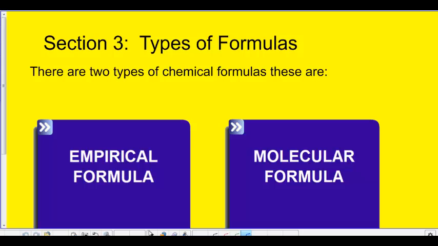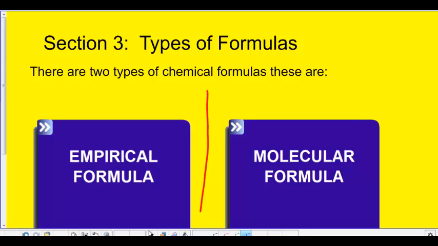There are two different types of chemical formulas that exist, and it's on page 64 there, section 3, and you have to write this down. The two different types are empirical formulas and molecular formulas. So you may want to draw that space in half, and on the left side we'll write everything we need to know about empirical formulas, and on the right side we'll write everything we need to know about molecular formulas.